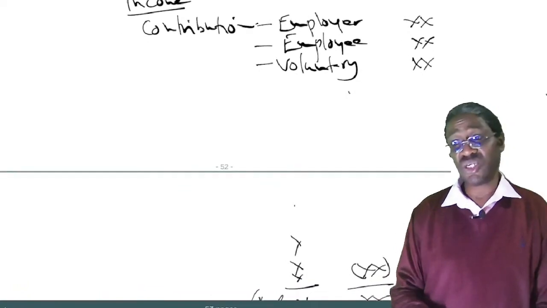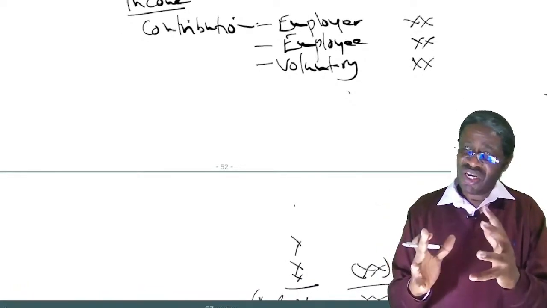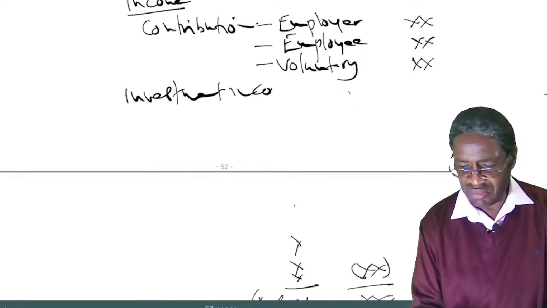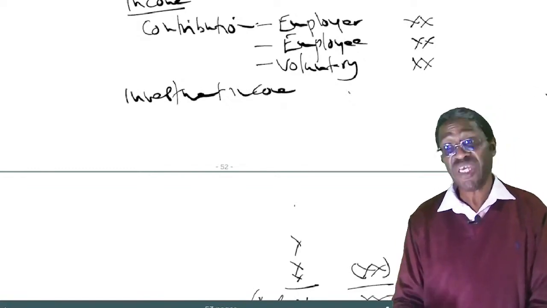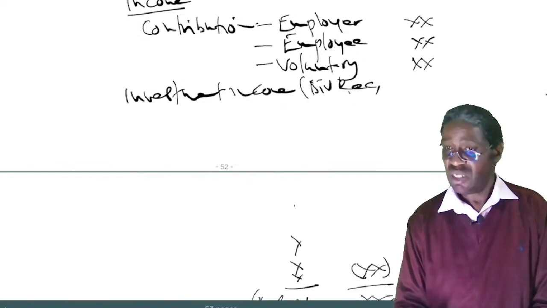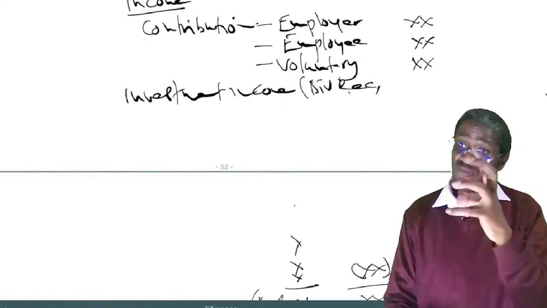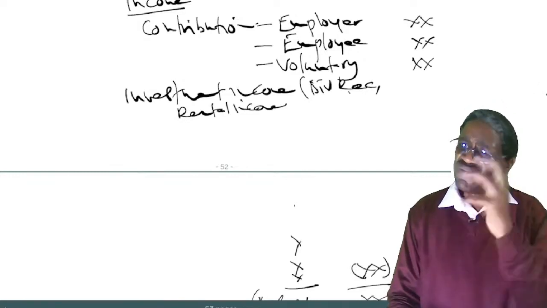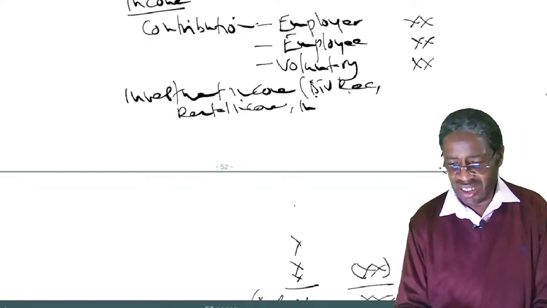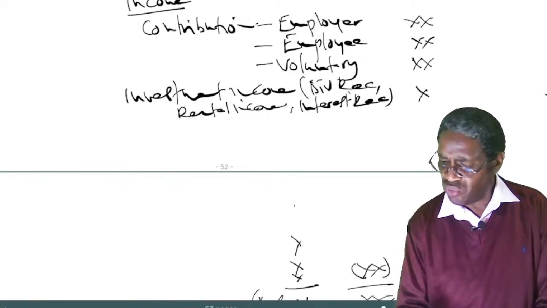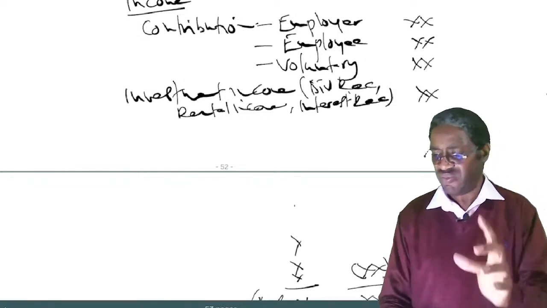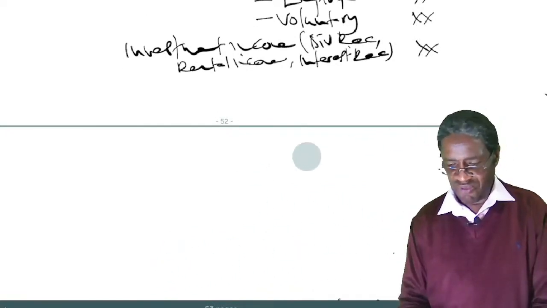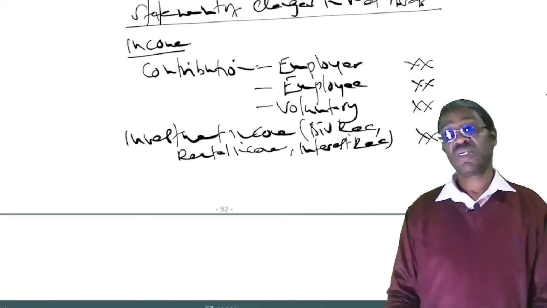The other source of income for the funding agent, I told you, once he receives these contributions, what does he do with them? He will invest them. So another source of income is what we are calling investment income. This investment income could be in terms of dividends received if they bought shares in a company, or they could have bought a building and therefore they are receiving what we are calling rental income, or they could have invested by buying treasury bills or treasury bonds and therefore they are earning interest income. So whichever source of income it is, that is what we are calling investment income. So that's another source of income for the funding agent, and that is investment income.